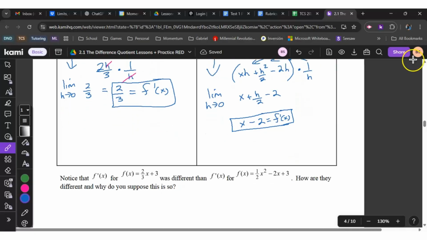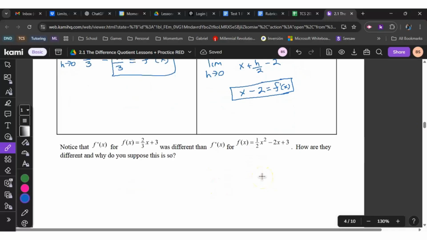All right, let's take a look at this real quick here. Okay? Emilio, not while I'm talking, man. So f prime of x for the linear function was what? What did it become? For this one, f prime of x became what? Look on your page. 2/3, which is a constant.